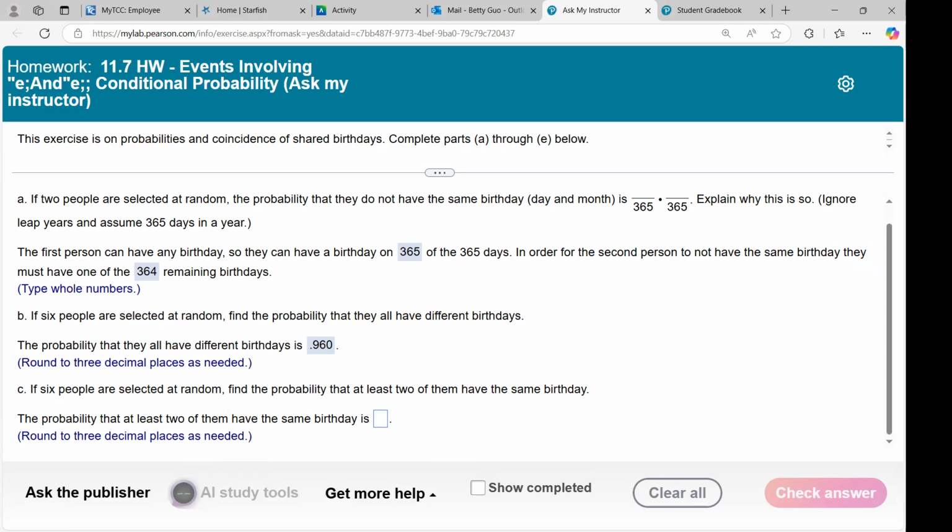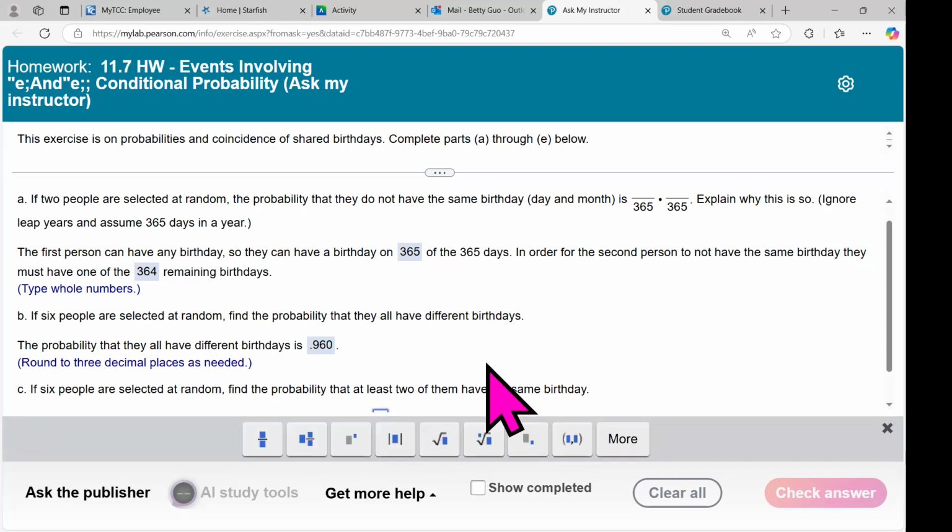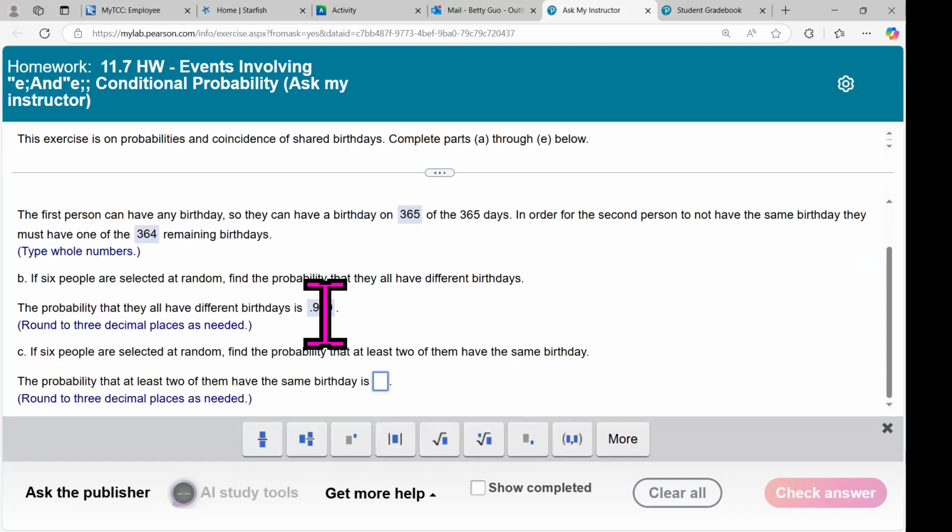So in order to find the probability in part C, we can just use 1 minus the result we got from part B, rounded to 3 decimal places. It doesn't say to use the result from the previous problem. Let's see if we can just use that rounding from earlier. That will be 0.040, because they should add up to 1, right?